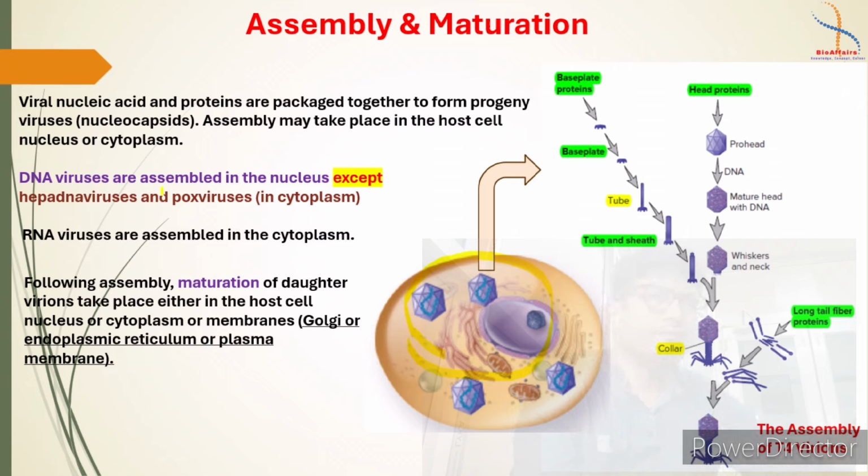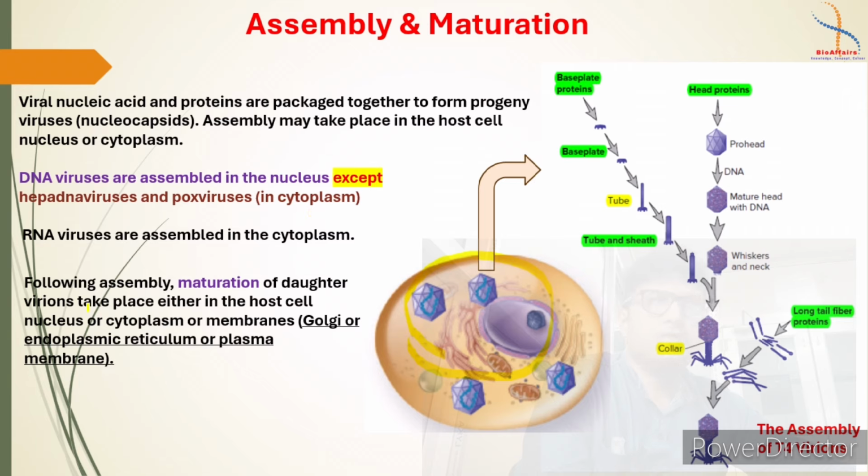Now, here are some example exceptions. DNA viruses are assembled in the nucleus, except there are exceptions like hepadnaviruses and pox viruses, which assemble in the cytoplasm. Same case for the DNA synthesis, already I told you, the assembly is the same also.